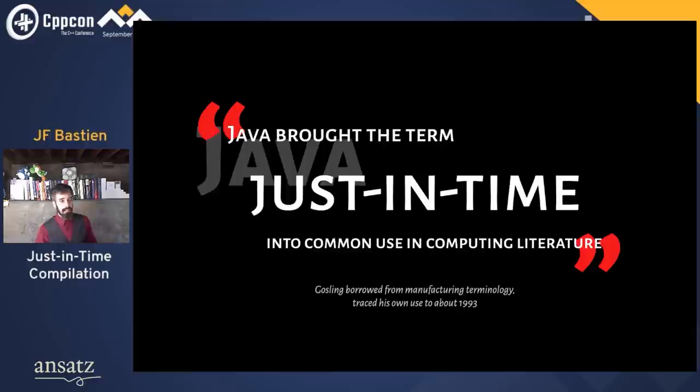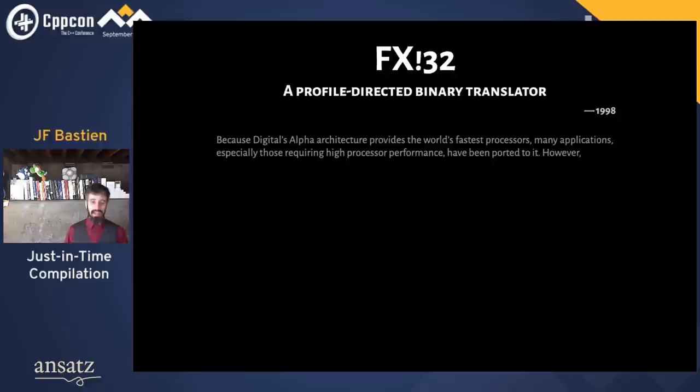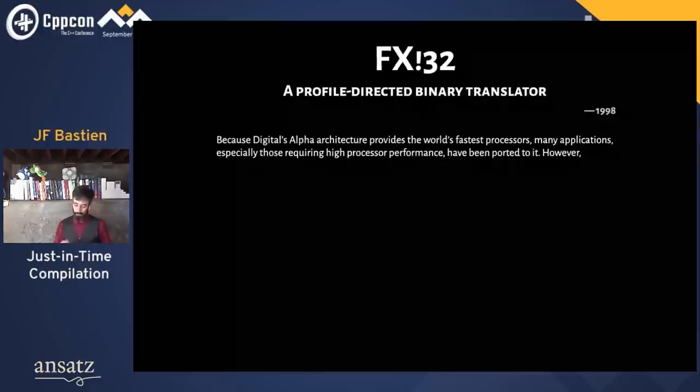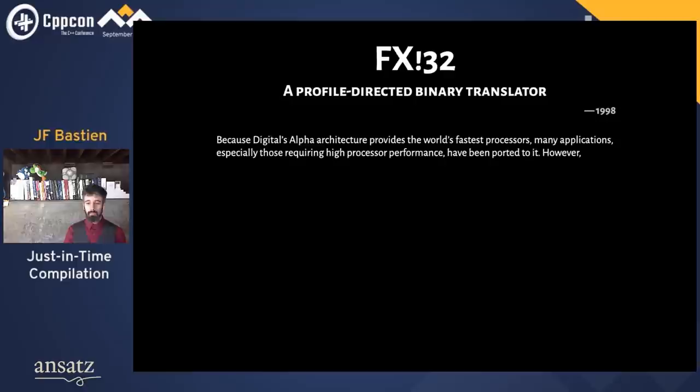All right, let's look at another cool paper called, and I'm not sure how to say it, but I'll just say it, FX!32. I'm going to say FXBang32. It's cooler than FX32. So it's a profile-guided binary translator from 1998. Now, it starts with a really, really big mood here. Because Digital Alpha's architecture provides the world's fastest processor, many applications, especially those requiring high processor performance, have been ported to it. Cool.